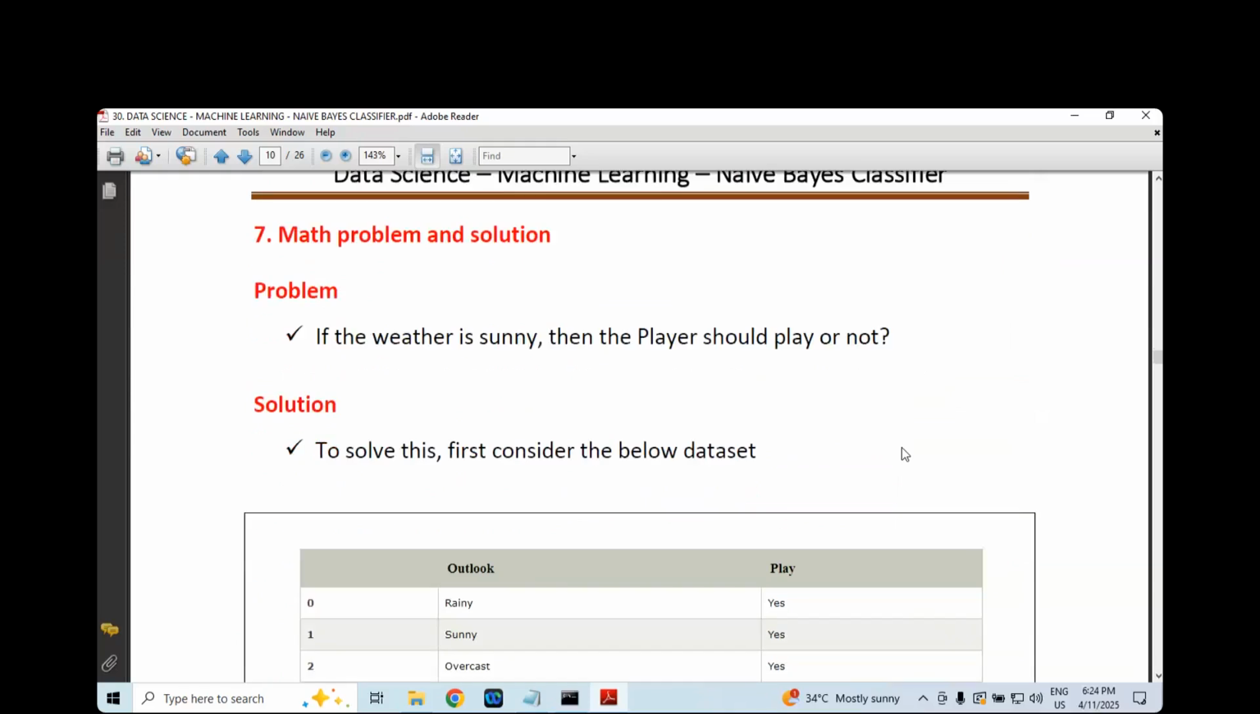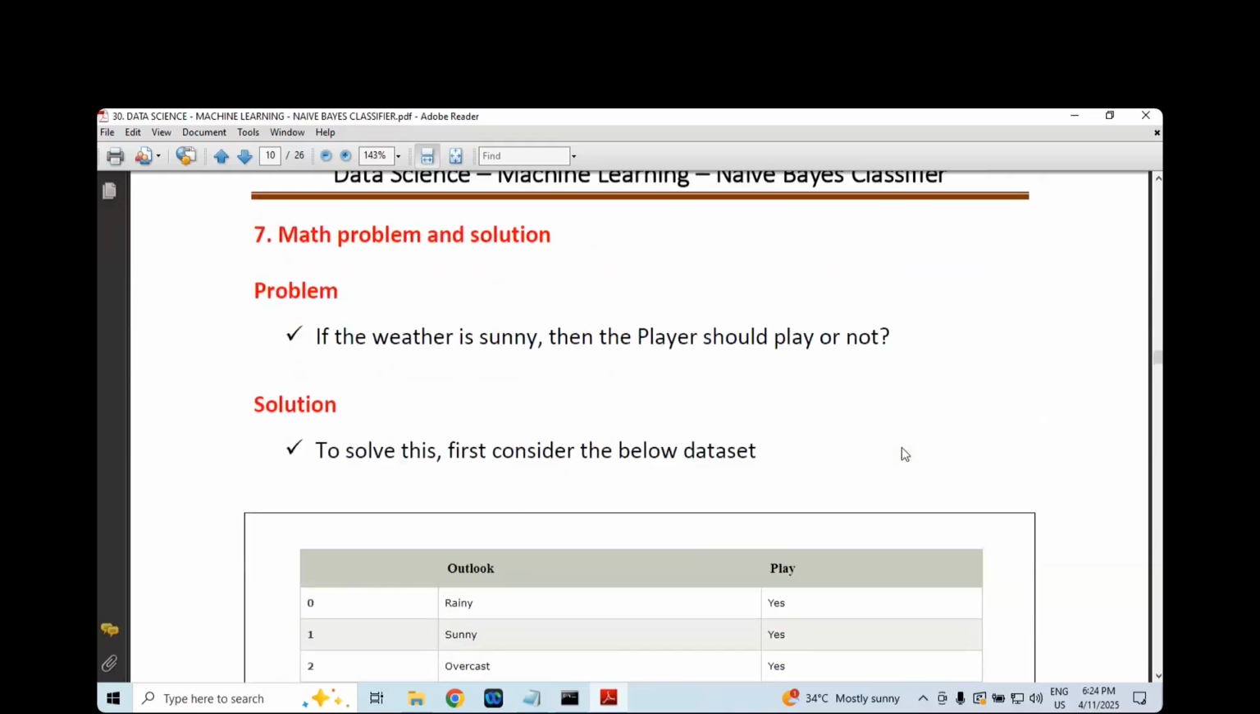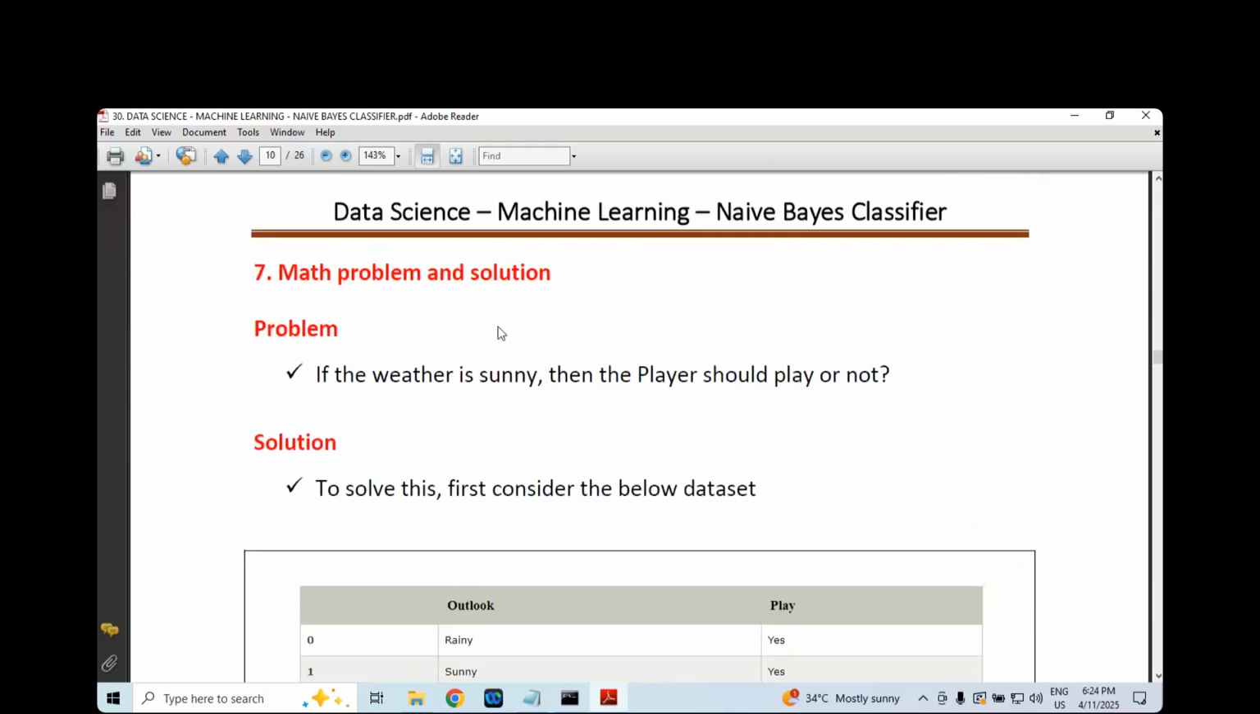Now there is one small math problem we are going to work on. Math problem and solution: if the weather is sunny, then should the player play or not? Think of an indoor stadium, where depending on the weather they are going to play or not. If the weather is sunny, should the player play or not? To solve this problem, first understand the data.